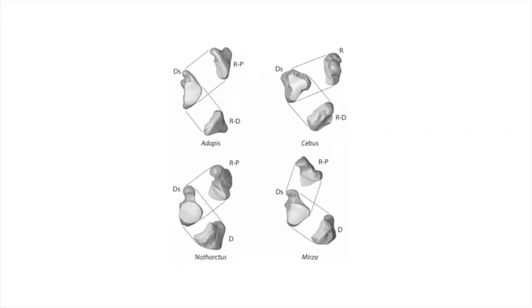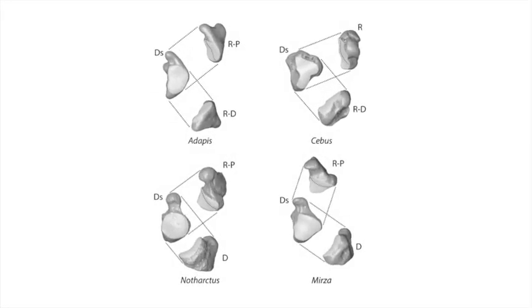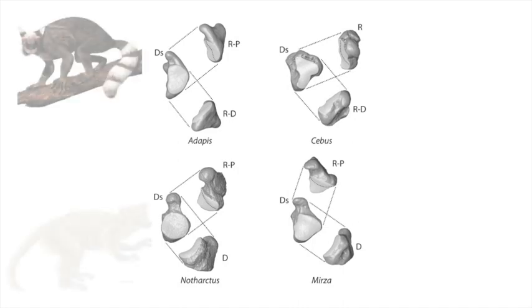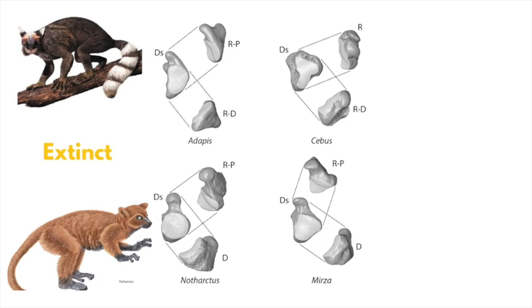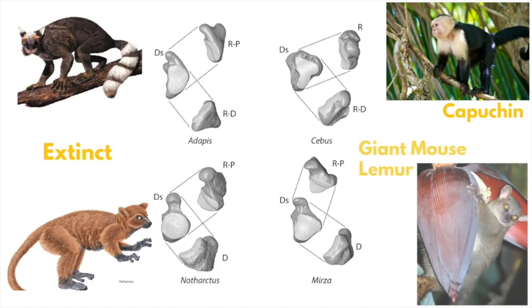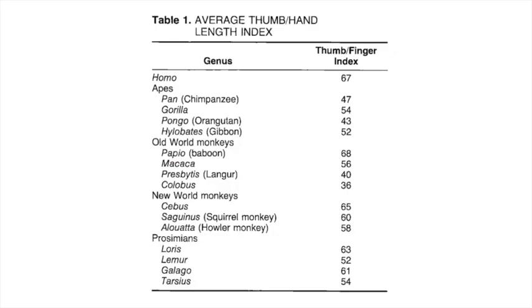Among primates, the saddle joint structure of the first CMC joint is in fact the rule rather than the exception. As we can see from the articular surfaces of the trapezia of these extinct primates on the left and the existing primates like the capuchin monkey and the giant mouse lemur on the right. Even the relatively longer thumb of the human is not a unique feature. And this is measured in relation to the entire hand length. It may be a surprise to many that the ratio of many species like the baboon and the cebus would be in the nearabouts of the human proportion.